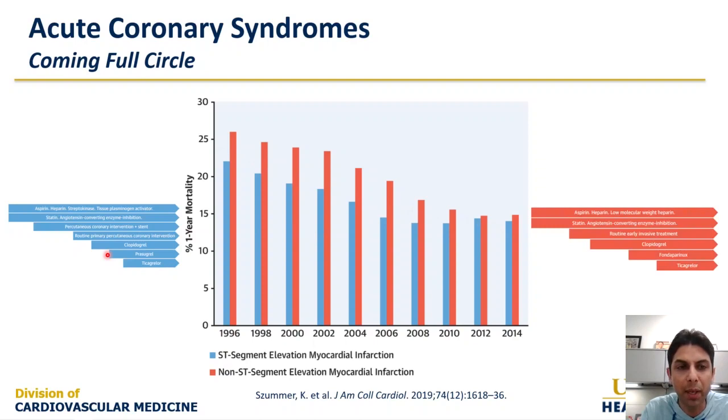Now with an NSTEMI, and to some degree we're referring to unstable angina here, the same theory is helpful here, but this graph is specifically referring to NSTEMI. We saw improvements with aspirin, heparin, also low molecular weight heparin. We saw improvements with statin and ACE inhibitor again. We saw this idea of routine early invasive treatment, getting these patients to the cath lab sooner rather than later is very important and helpful. It provides a survival benefit. Clopidogrel and to some degree fondaparinux and ticagrelor all have contributed to these benefits.